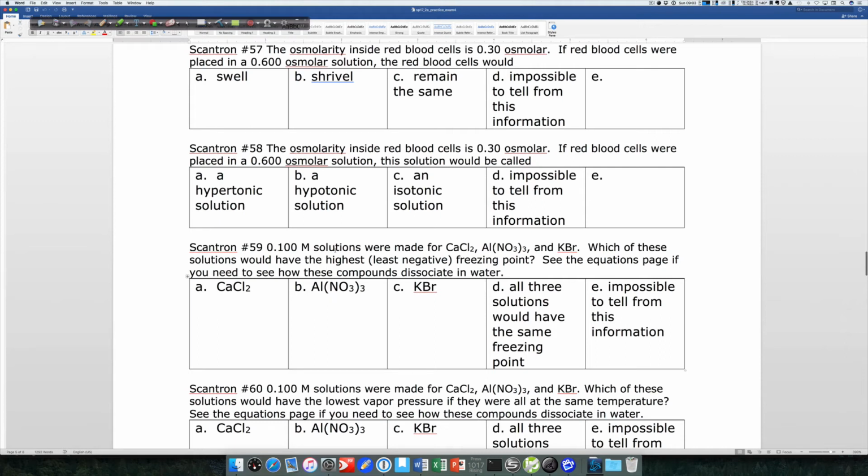So we're on page 5 of the practice exam. The osmolarity inside red blood cells is 0.30 osmolar. If the red blood cells were placed in a 0.6 osmolar solution, the red blood cells would do what?